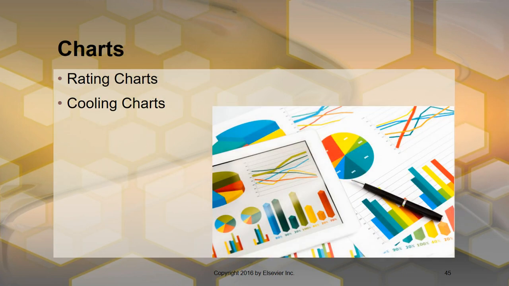Okay, our final part of this is something called charts. Modern X-ray machines have protective circuits built in that prevent the use of unsafe exposures and keeps you from overloading the X-ray tube. However, you need to know the tools that are available to safely and responsibly operate the machine. Those two tools are rating charts and cooling charts.